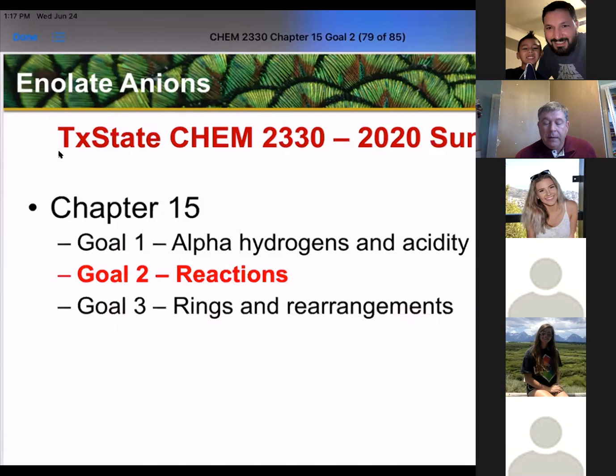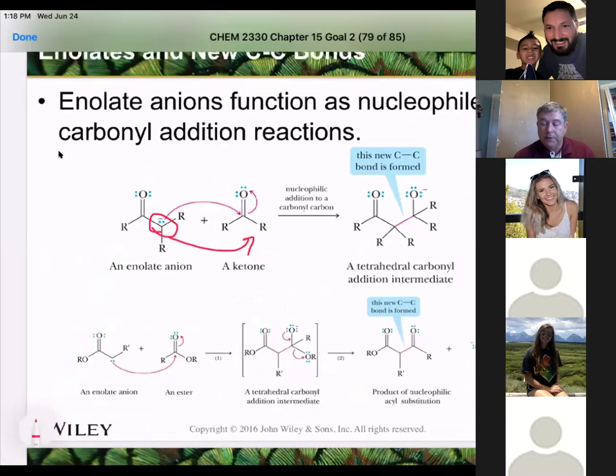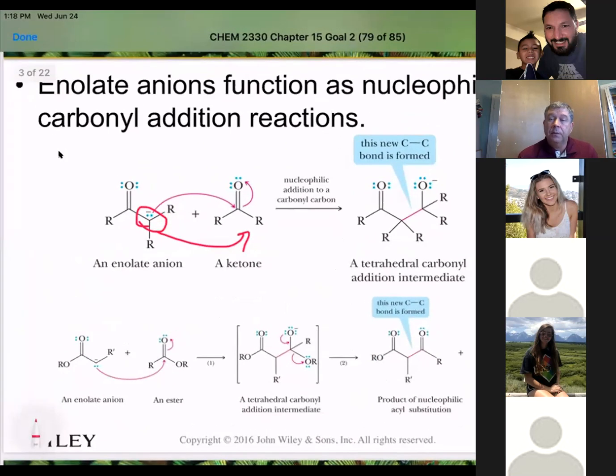Okay, so in all of these reactions, we're using that negative charge here to turn our carbon into our nucleophile, and we're always going to be making a carbon-carbon bond. Okay, that's the key to all of these reactions, but they have different names because we start with different features.